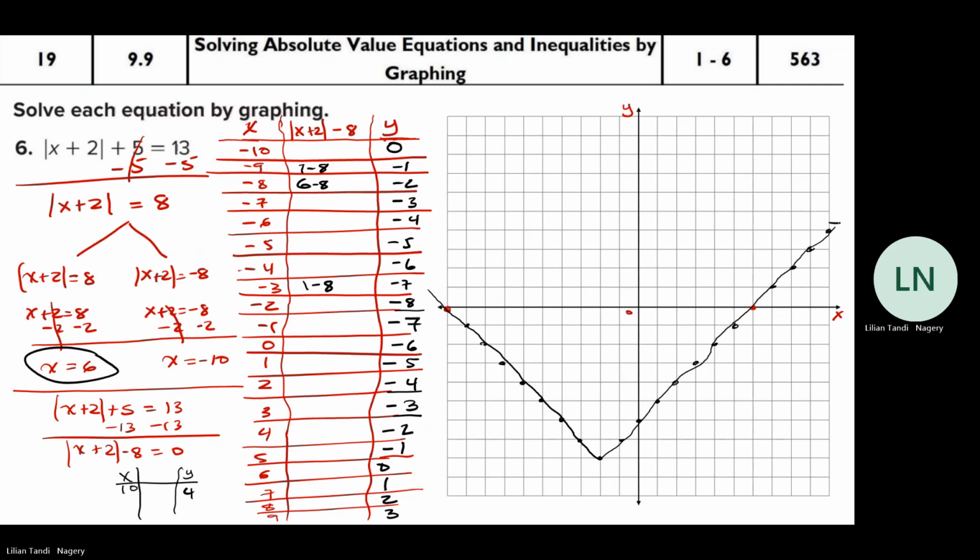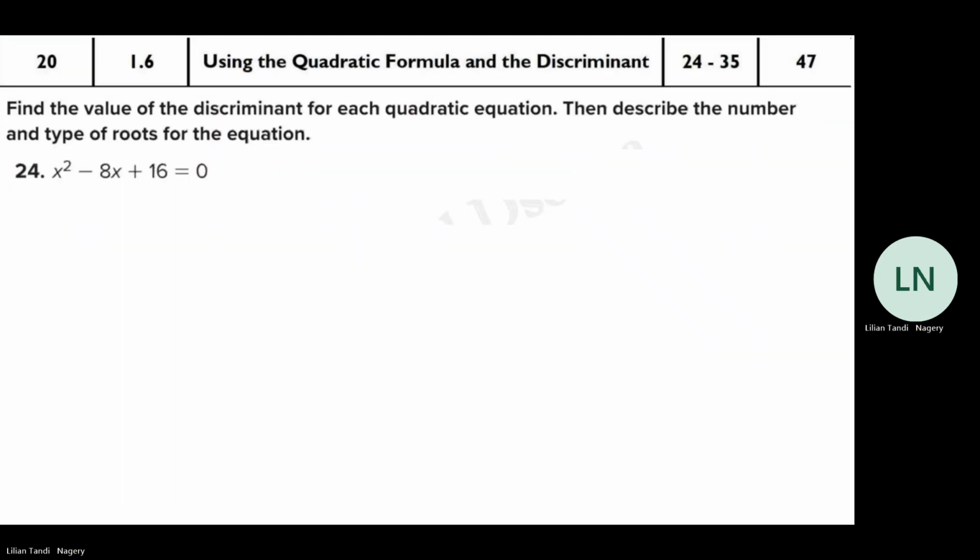Just like that. Very good. Okay, this part is easy. There is nothing difficult in math. Discriminant, find the value of your discriminant, part 1. Then describe the number and type of roots for the equation. You should have 2 answers.